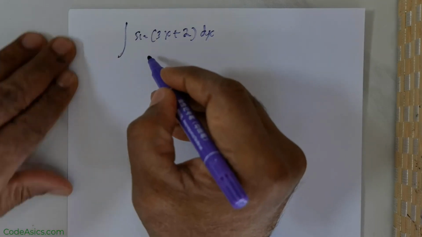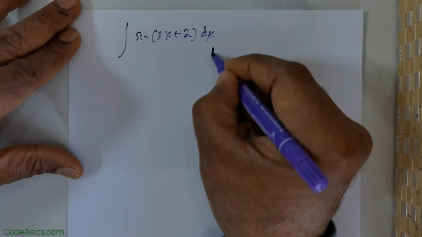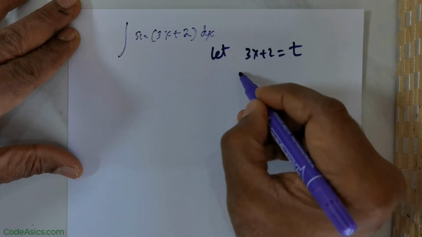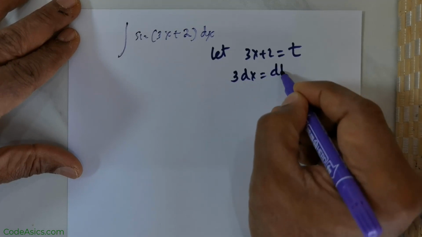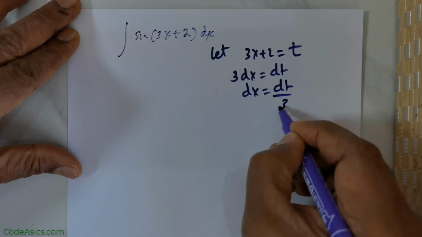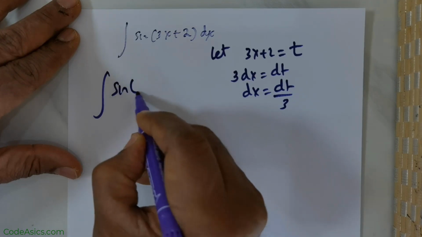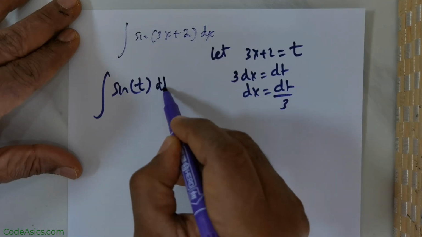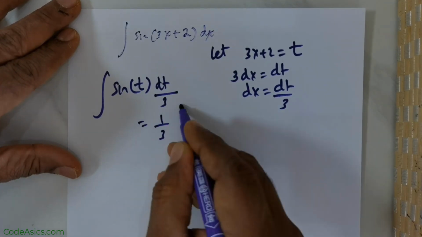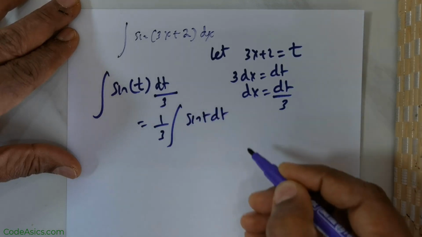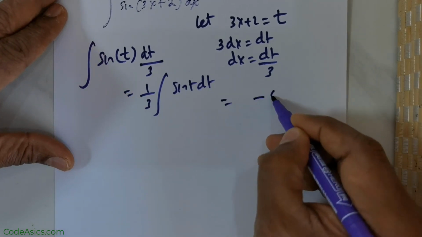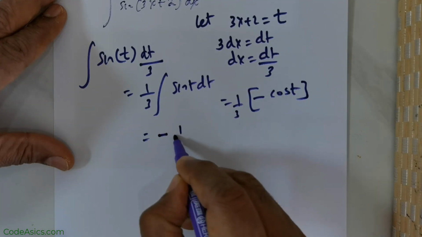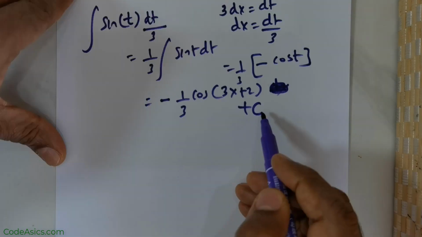Now we have a question: integral of sine of (3x + 2) dx. What I will do is take 3x + 2 to be equal to some t. I differentiate this, I get 3 times dx is equal to dt. So from here dx is dt over 3. You substitute that: in place of 3x + 2 you substitute t, in place of dx you substitute dt over 3. Rewrite this as 1 over 3 integral sine t dt. Integration of sin t is negative cos t. You have this 1 over 3. You can rewrite this as negative 1 over 3 cos of (3x + 2) plus c.